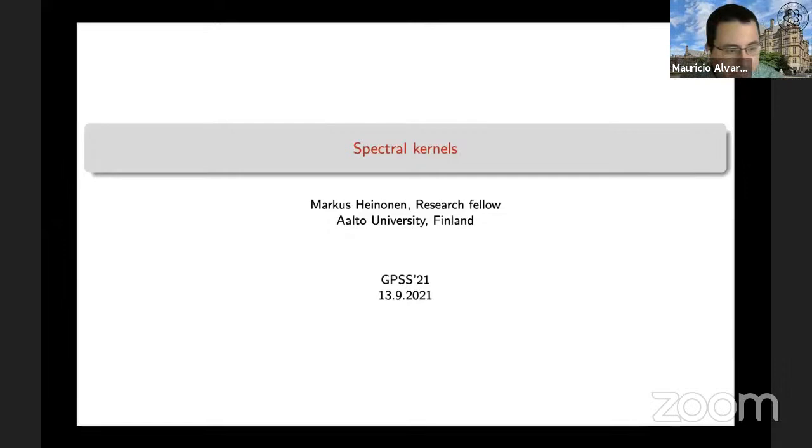Okay, thanks a lot for the invite. It's really cool to be here. I think this talk will nicely complement the earlier talk on kernel design. I'm going deeper into one aspect of kernel design, namely spectral kernels, where you don't have to choose the functional form of your kernel. You can use Fourier theory, and then you can actually learn arbitrary kernel shapes. So let's immediately go to business.